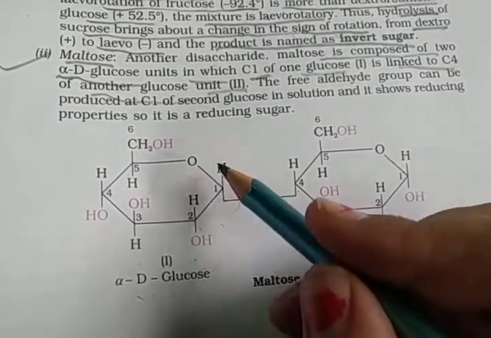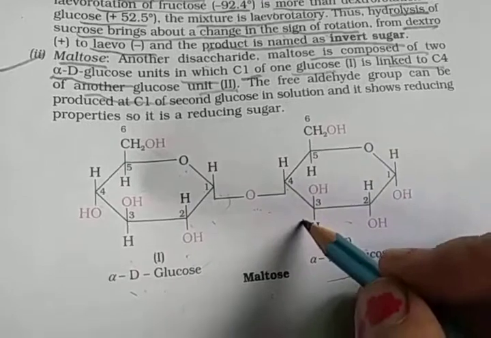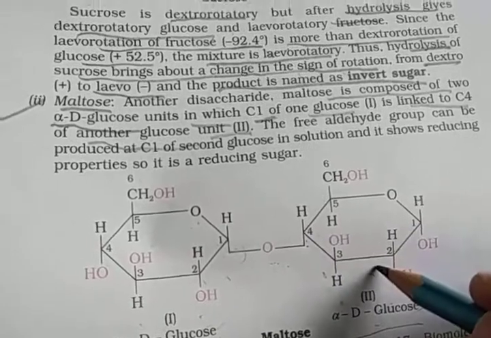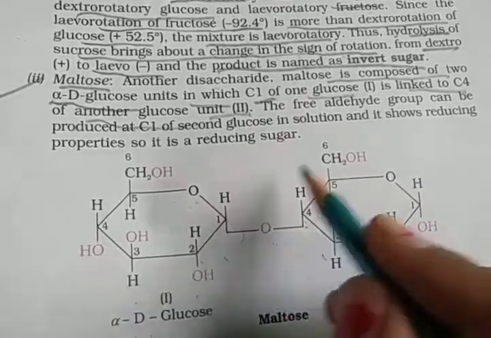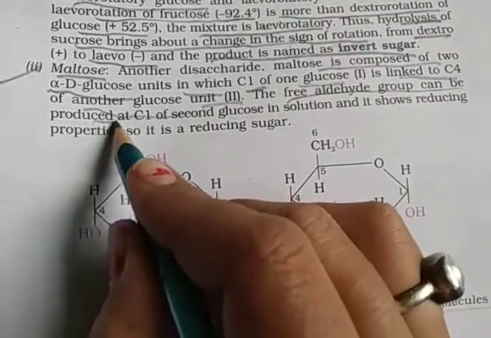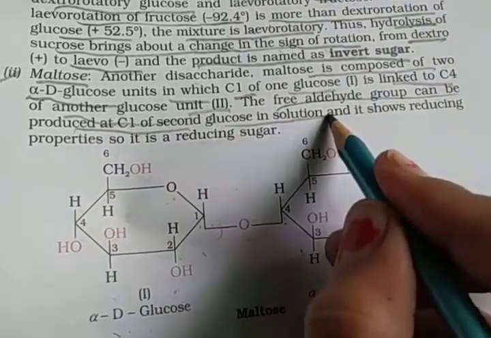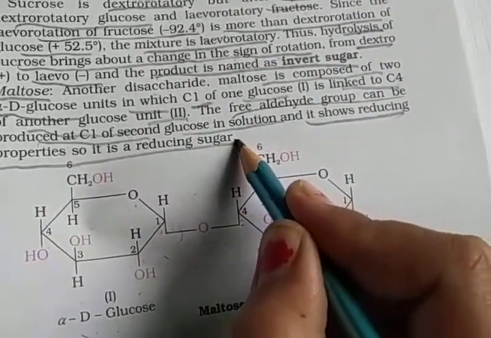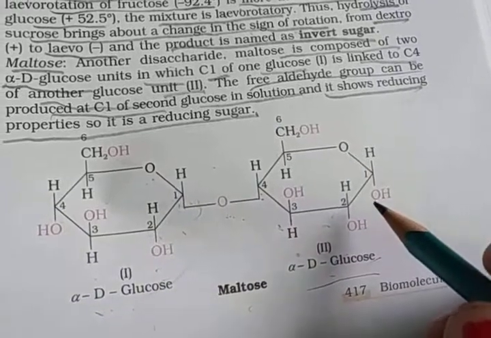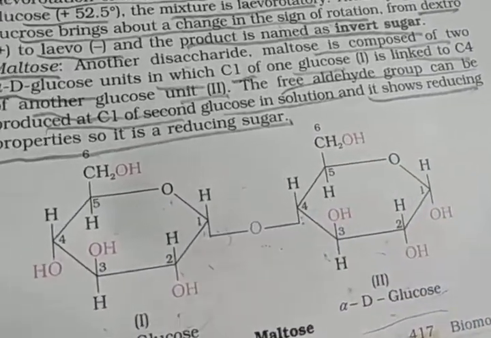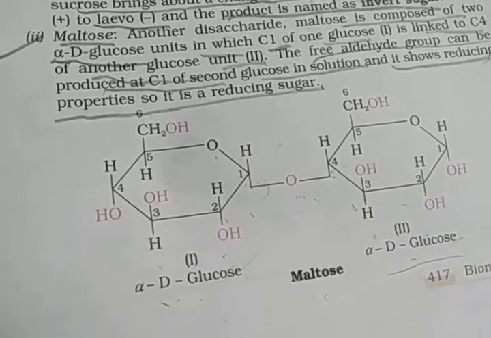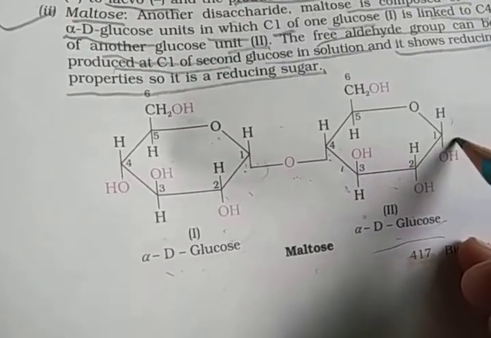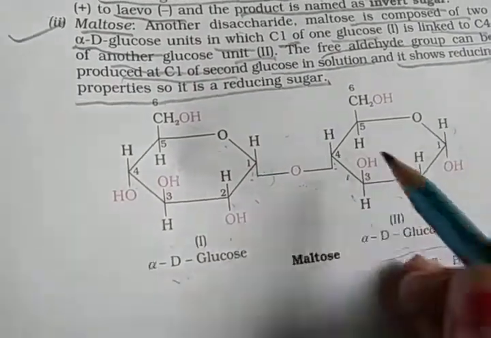Carbon 1 of one alpha-D-glucose is attached to carbon number 4 of the other alpha-D-glucose. Here a free aldehyde group can be produced at carbon number 1 of the second glucose in solution. So it shows reducing properties because it is a reducing sugar, meaning its functional group is free. Here the first carbon is attached to the fourth, but the first carbon of the other unit is free. So it is a reducing sugar.